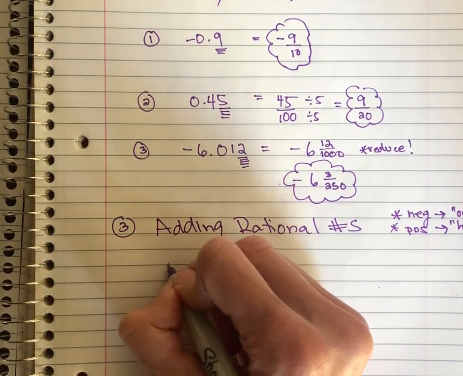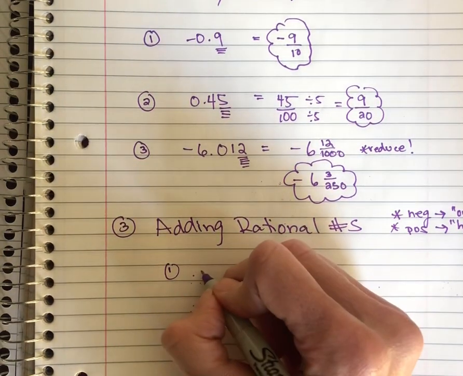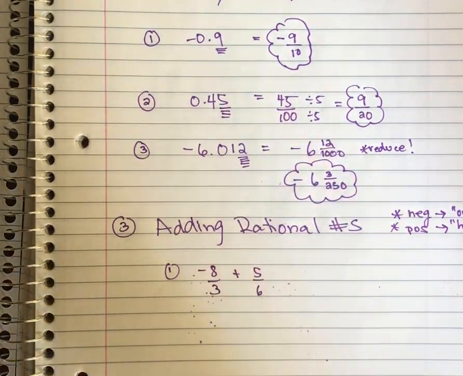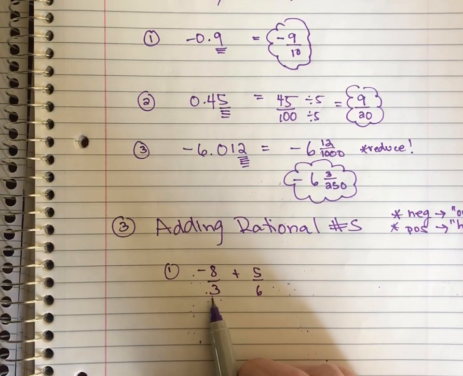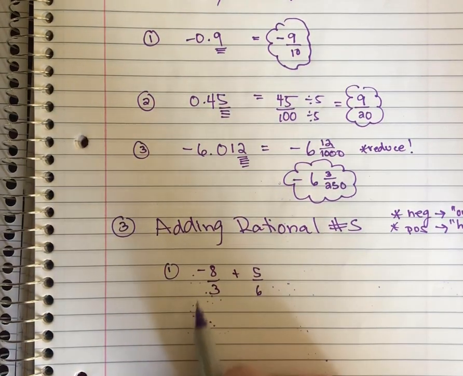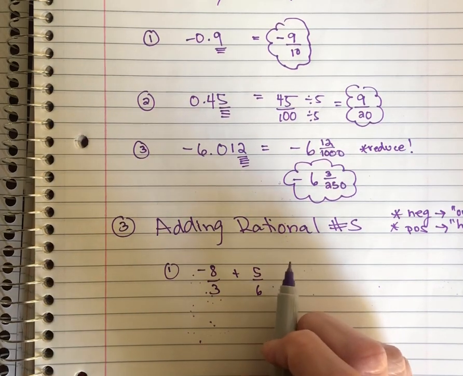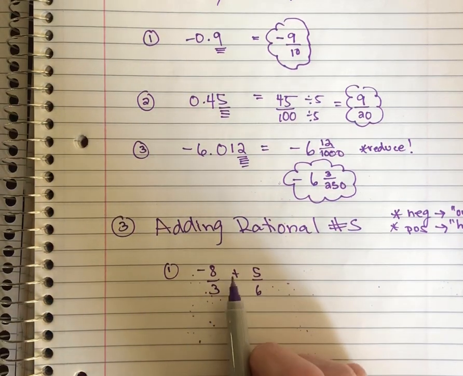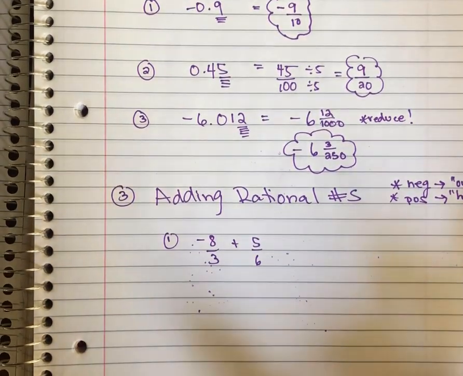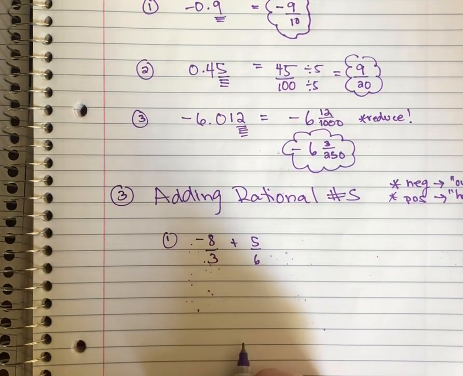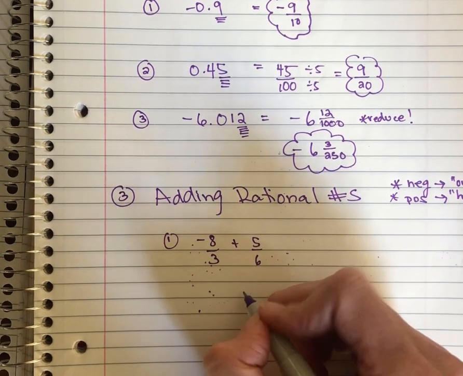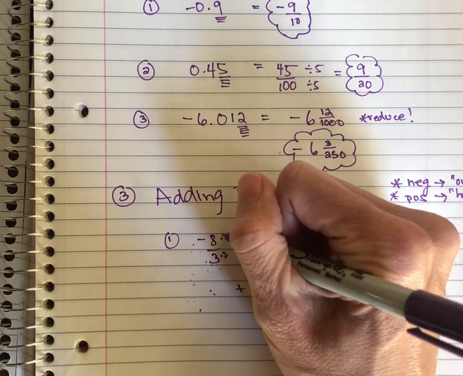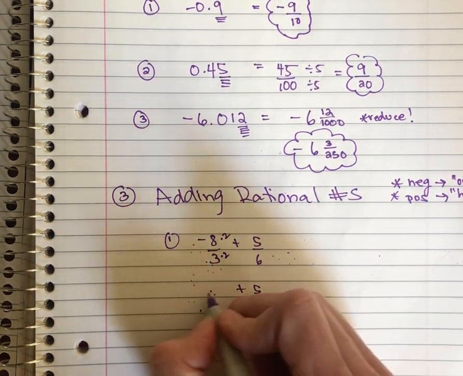Okay, so part 3, number 1, we're gonna take a look at -8/3 plus 5/6. Okay, darn, before we can do anything, I noticed the denominators are 3 and 6, which means we can't add them yet because we have to have a common denominator. So if I look at 3 and 6, there's a lot of different denominators that we could use.